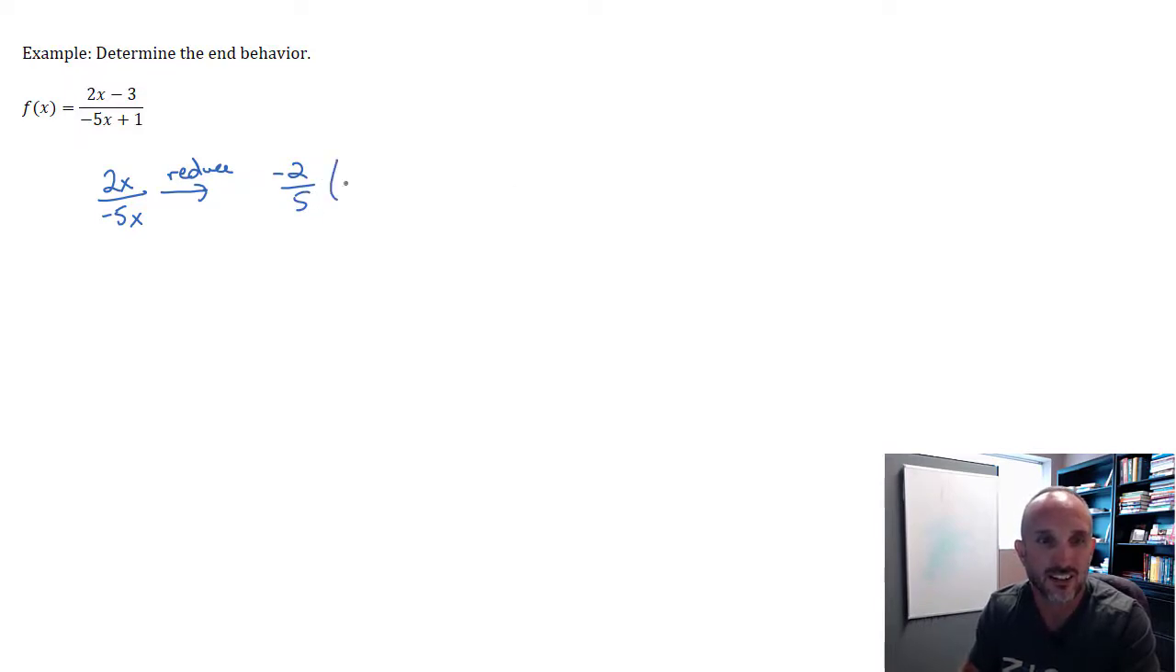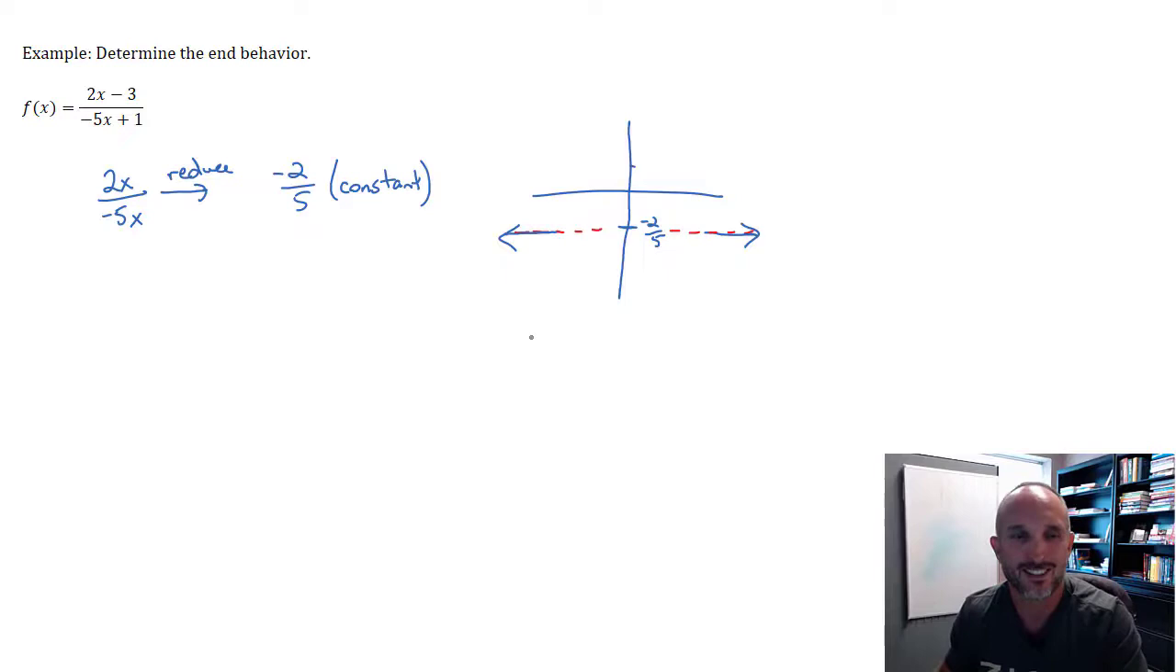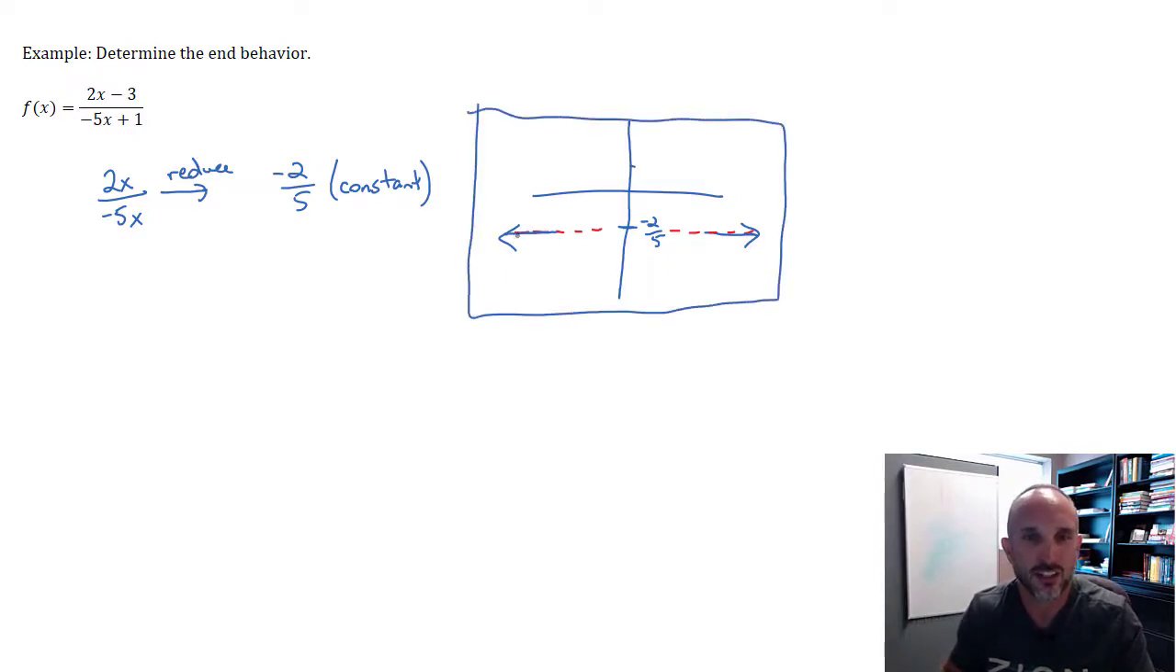So this is a constant. There's no x's left. All the x's canceled. And so our end behavior, we locate negative 2/5 on the y-axis, which is right here. And we get this horizontal asymptote, and our graph is going to approach that horizontal asymptote of negative 2/5 on the ends. And so that's our end behavior. As x goes to negative infinity, y approaches negative 2/5. As x goes to positive infinity, y also approaches negative 2/5.